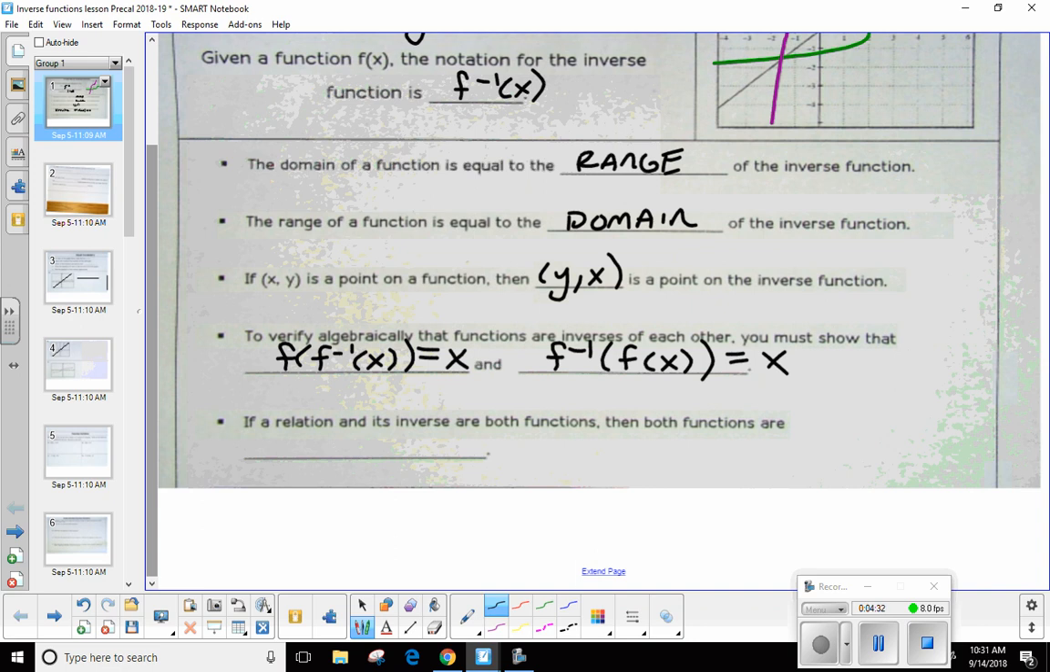All right. Now, if a relation and its inverse are both functions, okay, so nobody has gotten this one today, then both functions are. This is with respect to what we call the horizontal line test. Does anybody know what we call it?